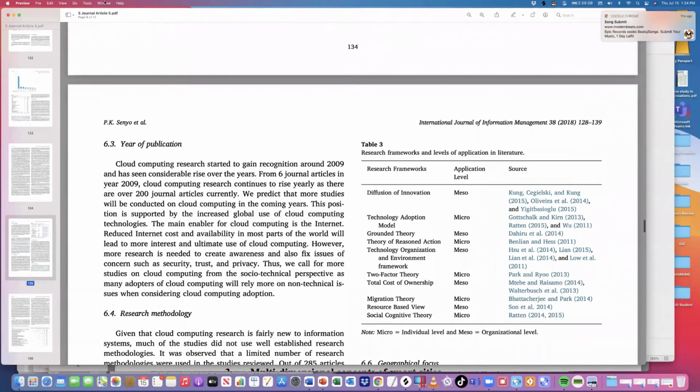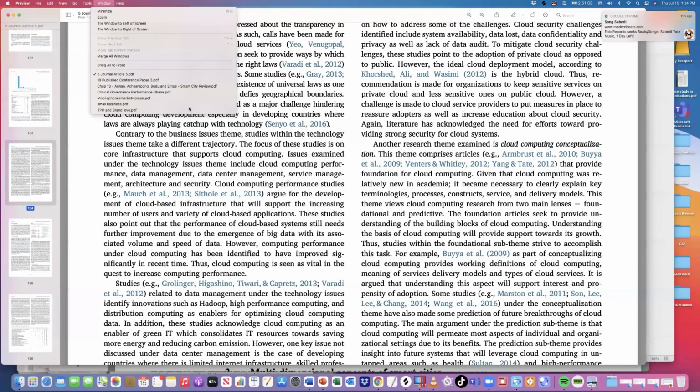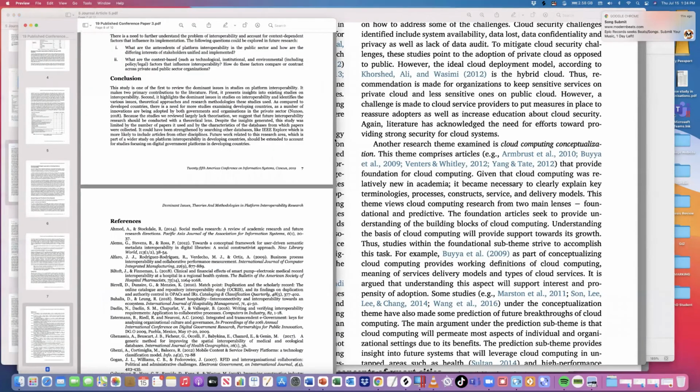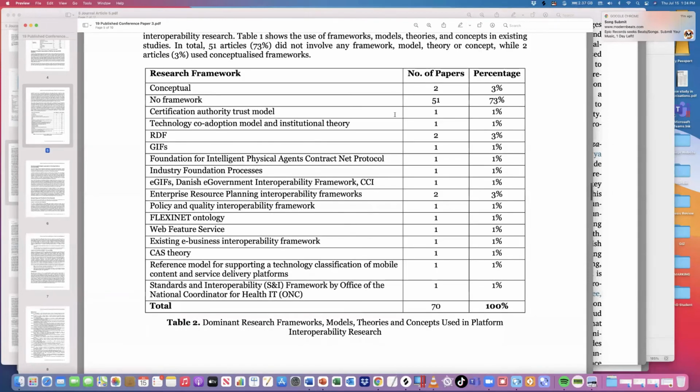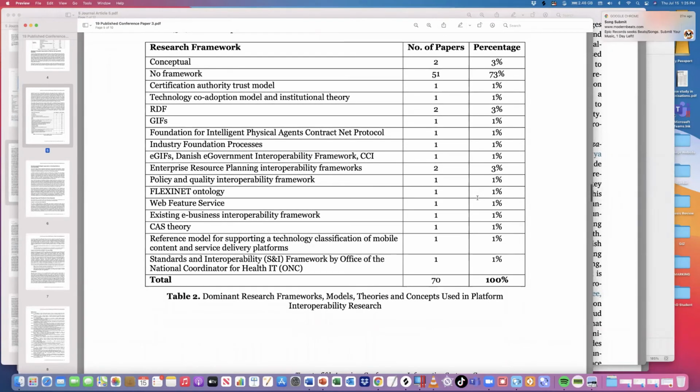However, in some other papers, I counted them. Okay, good, this paper like this. We counted it. So how many papers are using this framework? Trust model 1, the theory 1, RDF 2, GIF 2. All of them have their meanings in the work already. So I just put them there and counted them to show you the ones which are being used most.